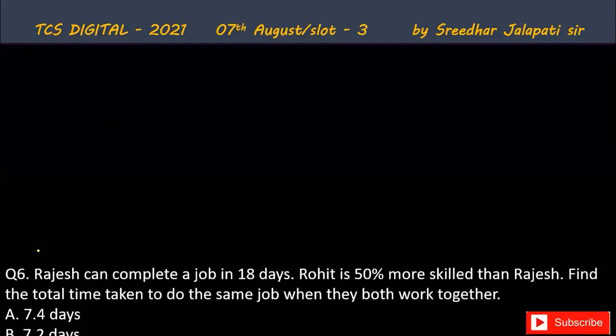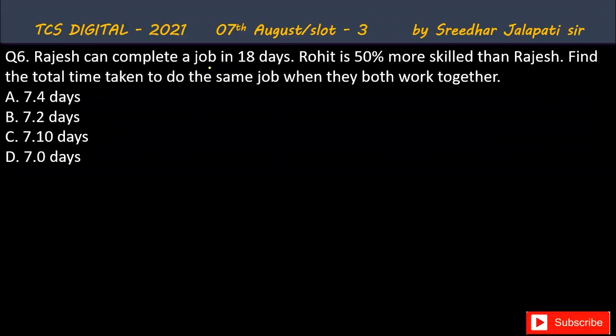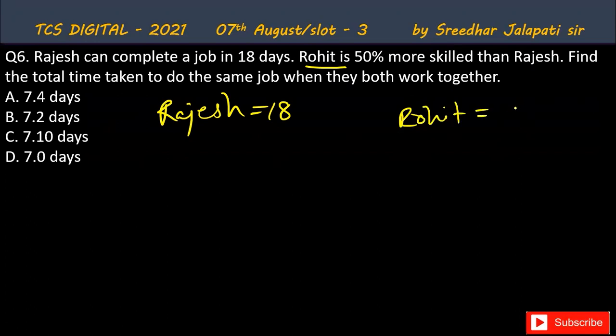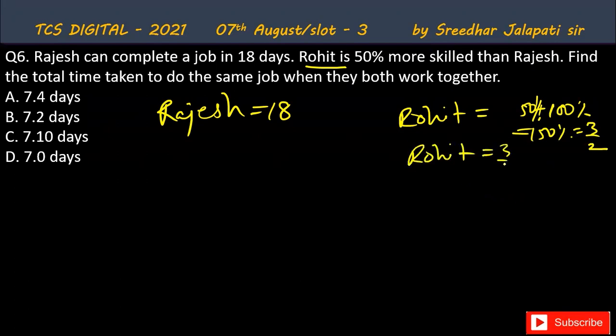Here is the solution for question number 6. Rajesh can complete a job in 18 days and Rohit is 50% more skilled than Rajesh. So what do you mean by 50% more? If Rajesh's efficiency is 100%, then Rohit is 50% more, so nothing but a total of 150%. 150% in fractions is 3 by 2. So Rohit is 3 by 2 times as efficient as Rajesh.